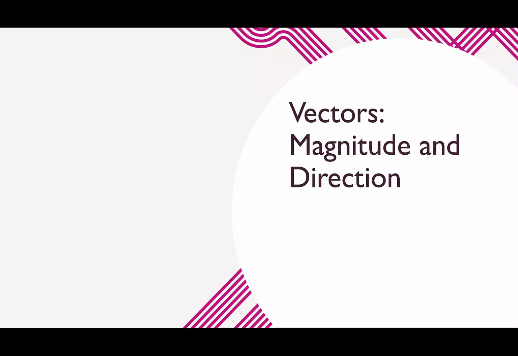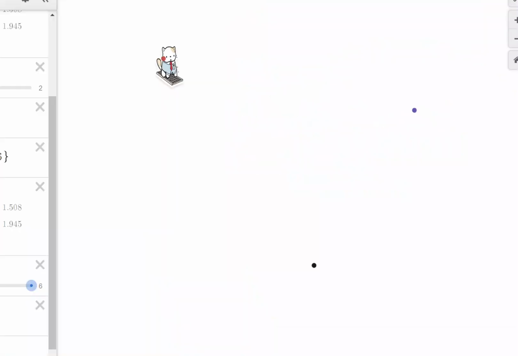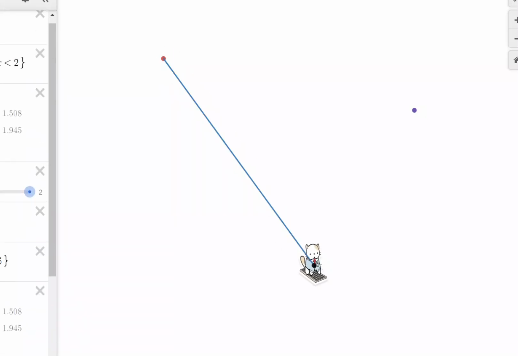Hi everybody, we're going to continue to talk about vectors by talking about magnitude and direction. To help us think about that, I want to do a quick simulation. As the figure moves from point to point, it goes through a distance. For vectors, we call this distance the magnitude. We also see that there's a direction to the movement.